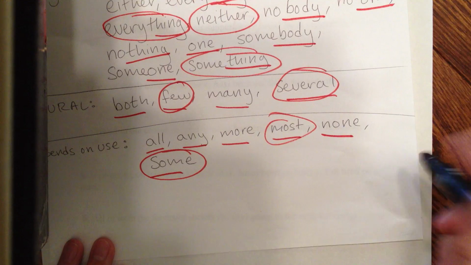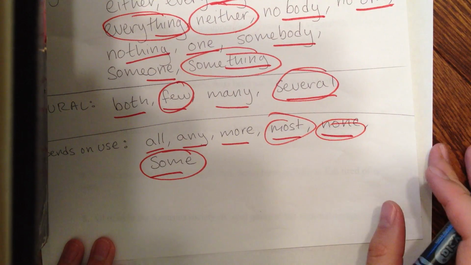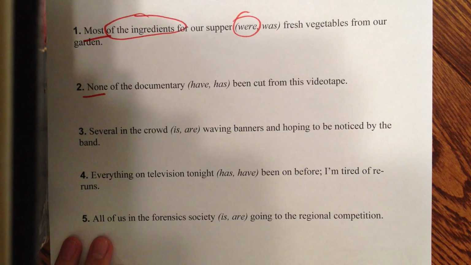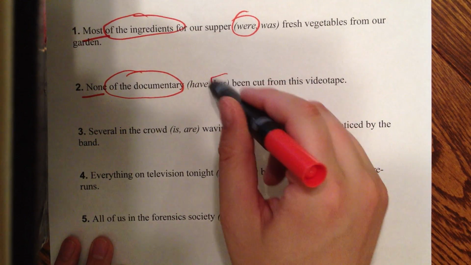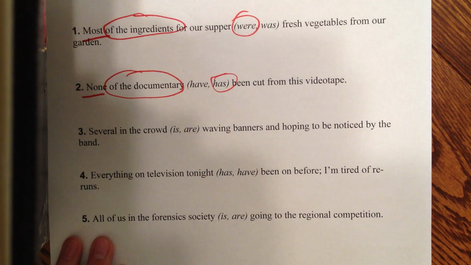Now we have the word none. None is on the depends on use list. Here it is, none. So none of what? The documentary. Documentary is singular, so you have to say has. None of the documentary has been cut.